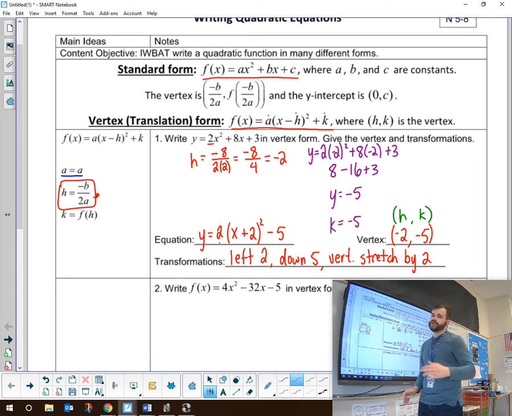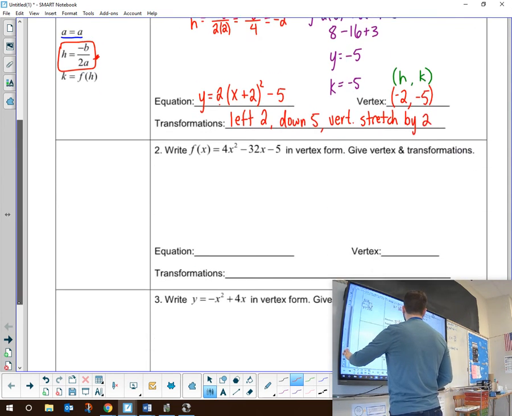By putting it in vertex form from standard form, we're able to see what my vertex is, we're able to see what the transformations are, and we're able to see whether it's going to be a stretch or compressed, all of that. Okay? All right, let's move down here to number 2.